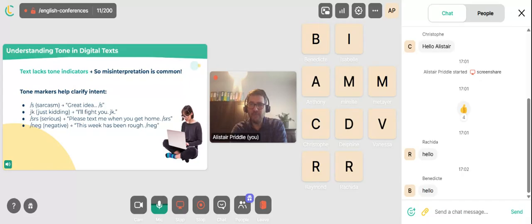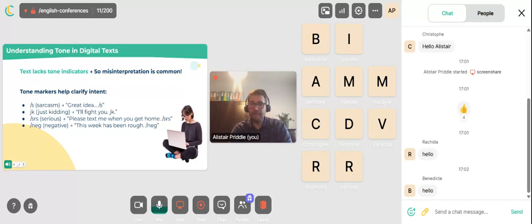The next one is /SRS. This means serious. Please text me when you get home. /SRS. And the last one here, /neg, which means negative. This week has been rough. /neg. Okay, it gives that negative meaning to the sentence. So these are tone markers and they can help clarify intent. Of course, we just have to learn them.